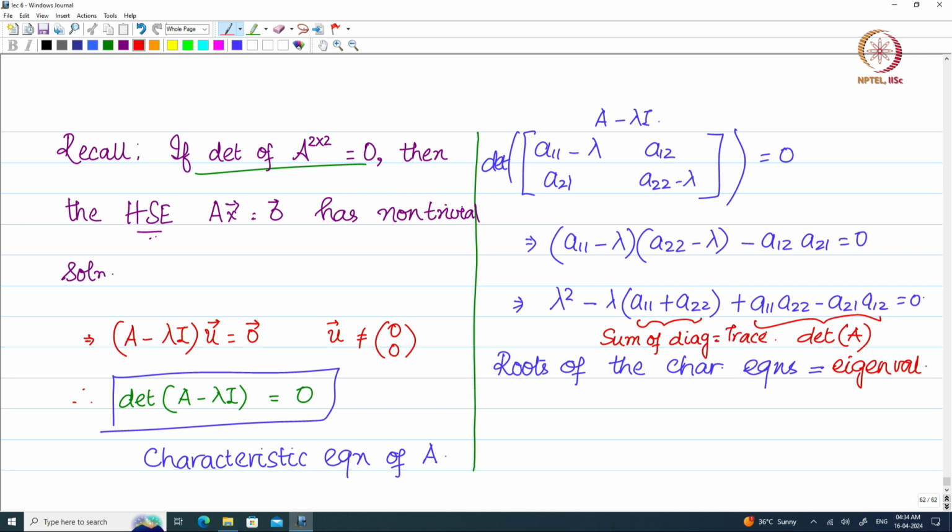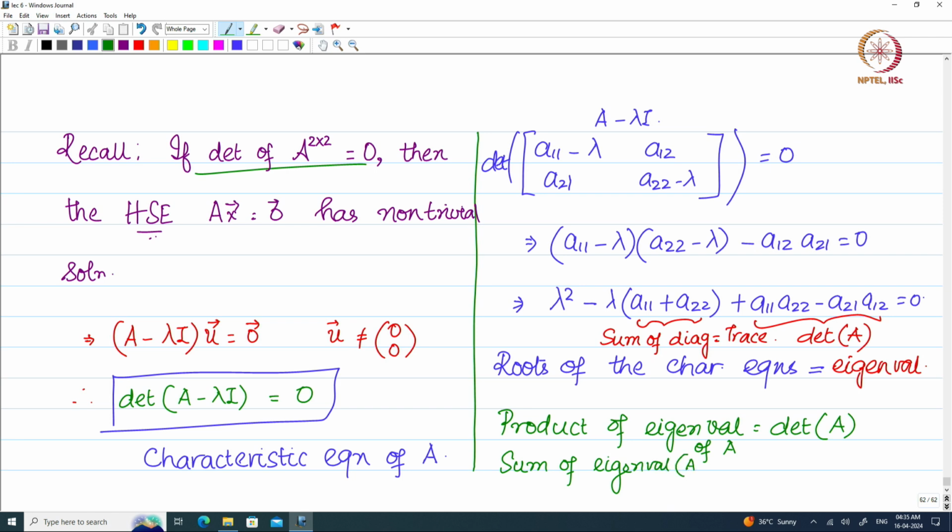So, we are going to make a statement here to say that the product of eigenvalues is equal to the determinant of A, and the sum of eigenvalues of A is equal to the trace of A.